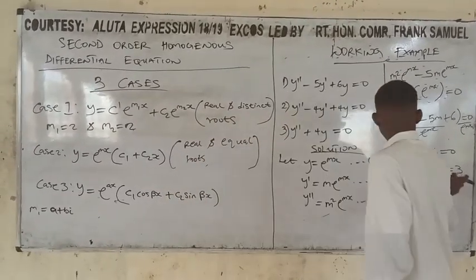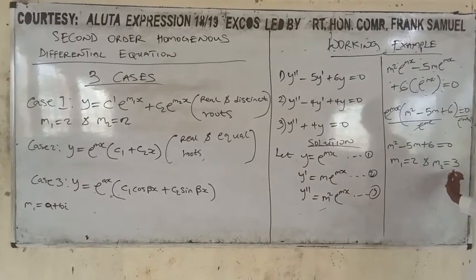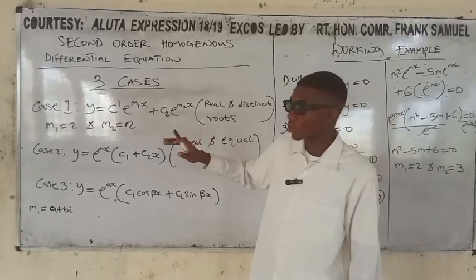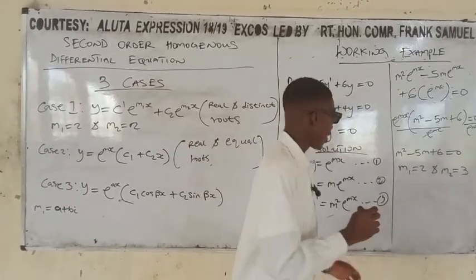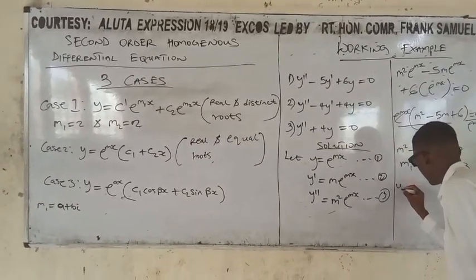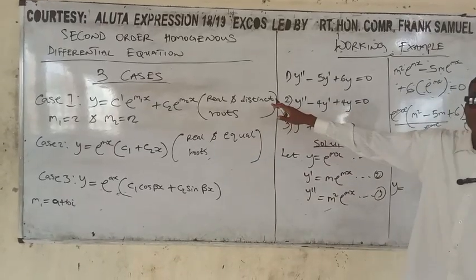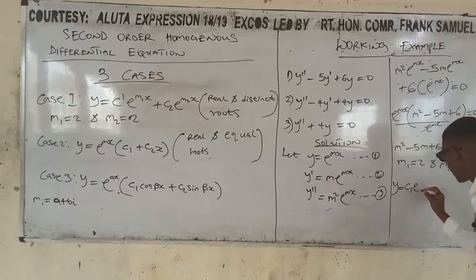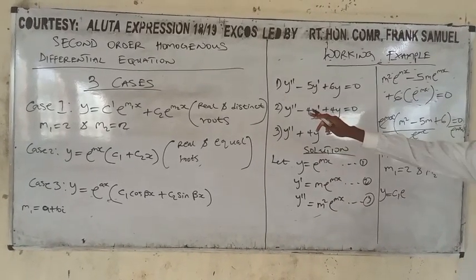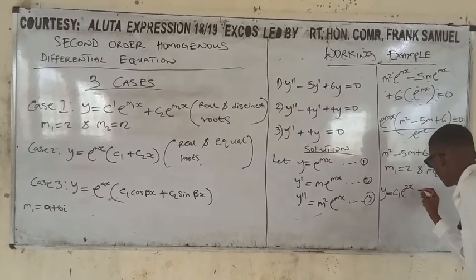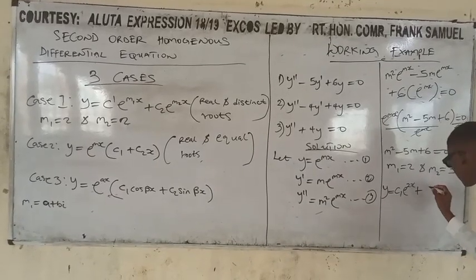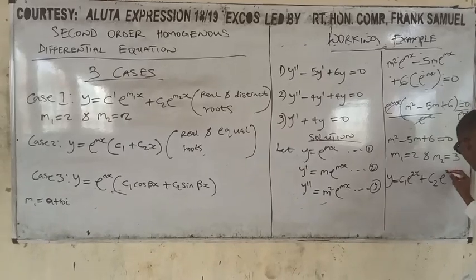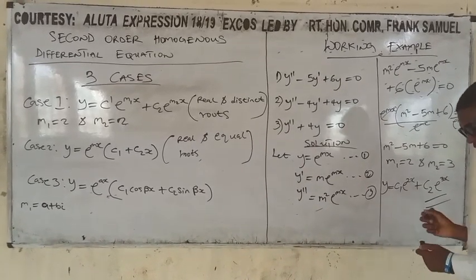Now, if you look, 2 and 3, they are real numbers, right? But they are distinct, they are different. 2 is not equal to 3. So, what is our general solution? Case 1. So, therefore, now our final answer is y equals to, from case 1, because it's real and distinct roots, c1 exponent m1, which is 2, so exponent 2x, plus c2 exponent m2, which is 3, so exponent 3x. Done.